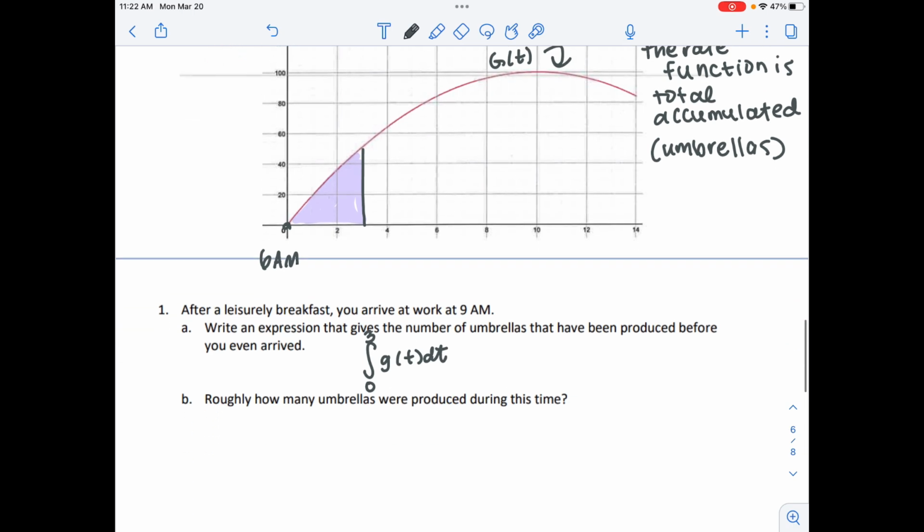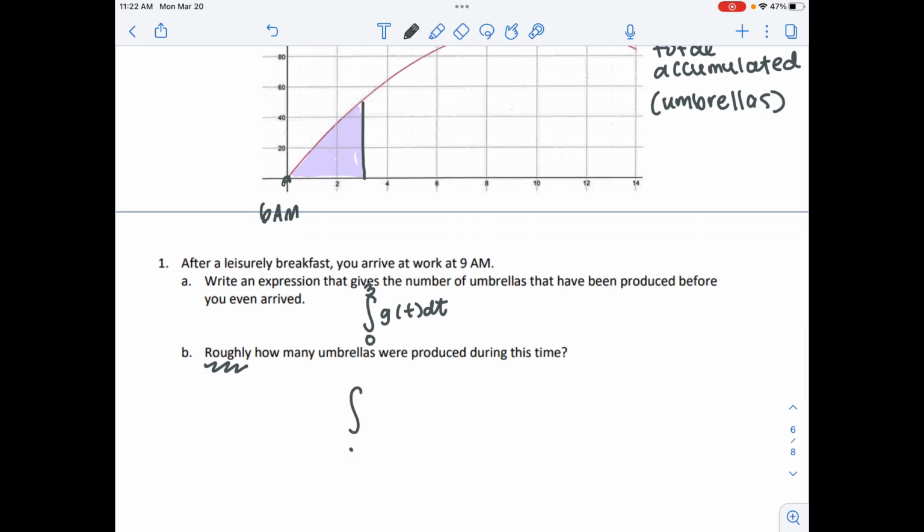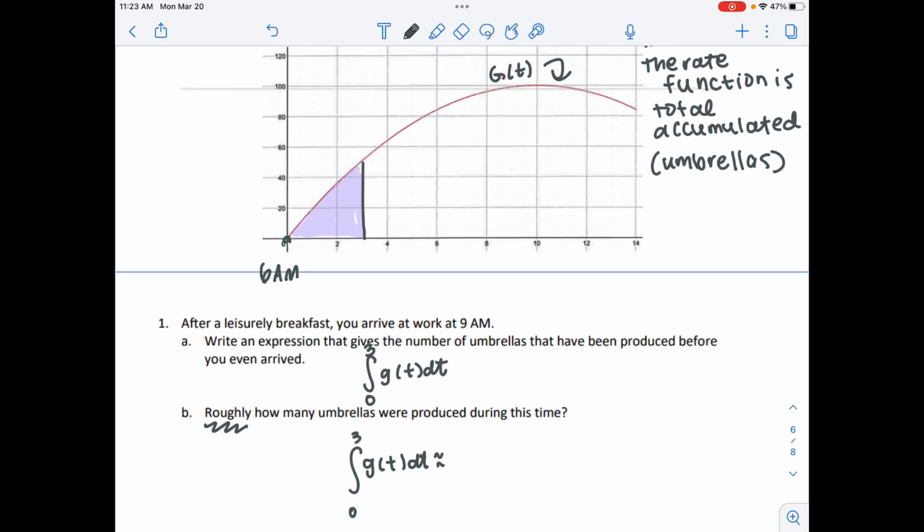Okay, now it says roughly how many umbrellas were produced. So roughly indicates to me that I can use an approximation. And so I am going to approximate now the area under this curve. The reason I'm approximating this time is because this shape right here is not a shape that I know how to find the area of, because that is not a straight line, that is a curved line. So I don't know how to find the exact area of this, but I'll just approximate. And it doesn't tell us how to approximate, so we don't necessarily have to use a left or a right Riemann sum. We don't have to use a midpoint or a trapezoidal.